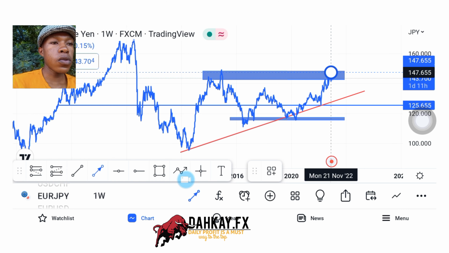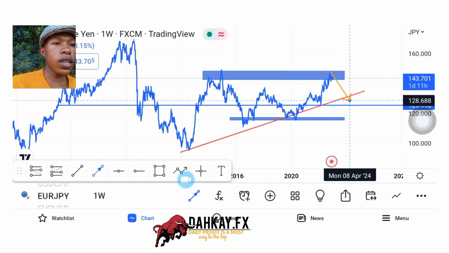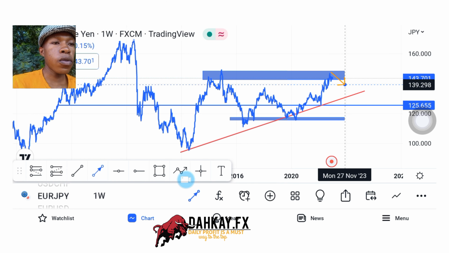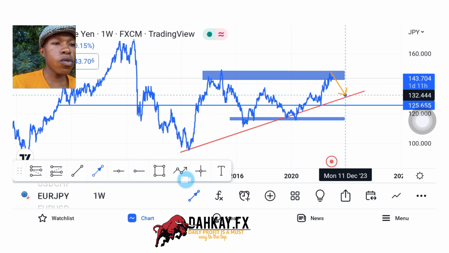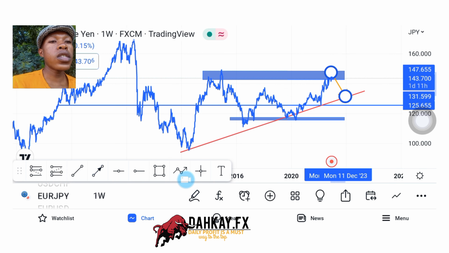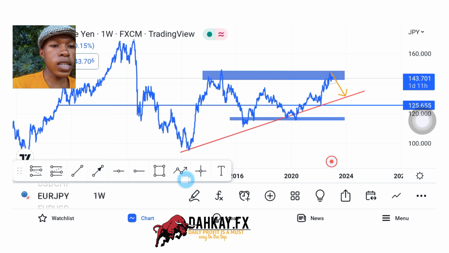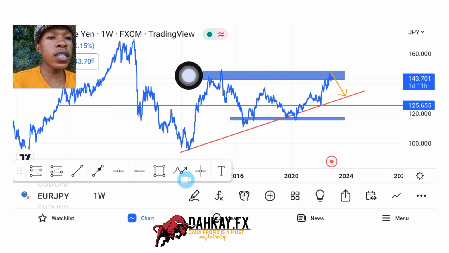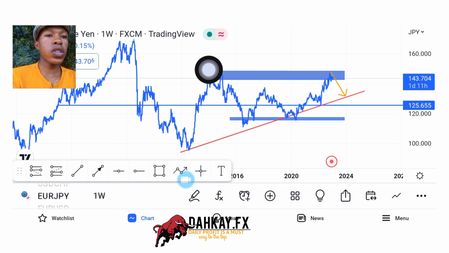Why do we expect it to go down? Because on previous movements, guys, we saw that this level here was our strongest resistance, and this is where the market sold on this previous movement here. So in that case, we can expect the sellers or the bears to take over the bulls.